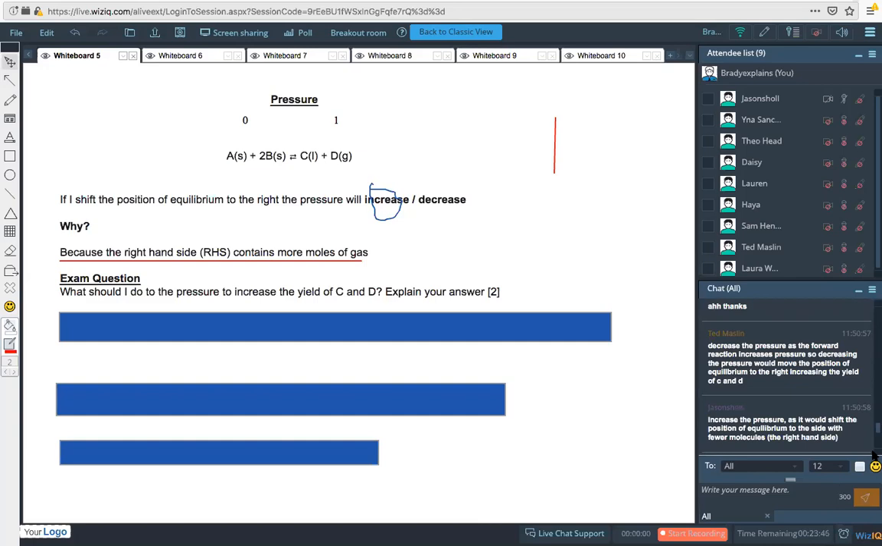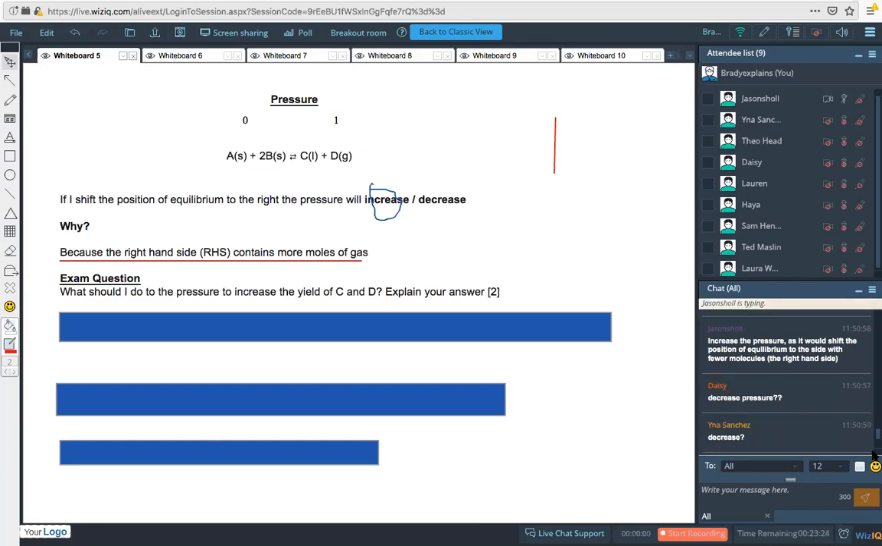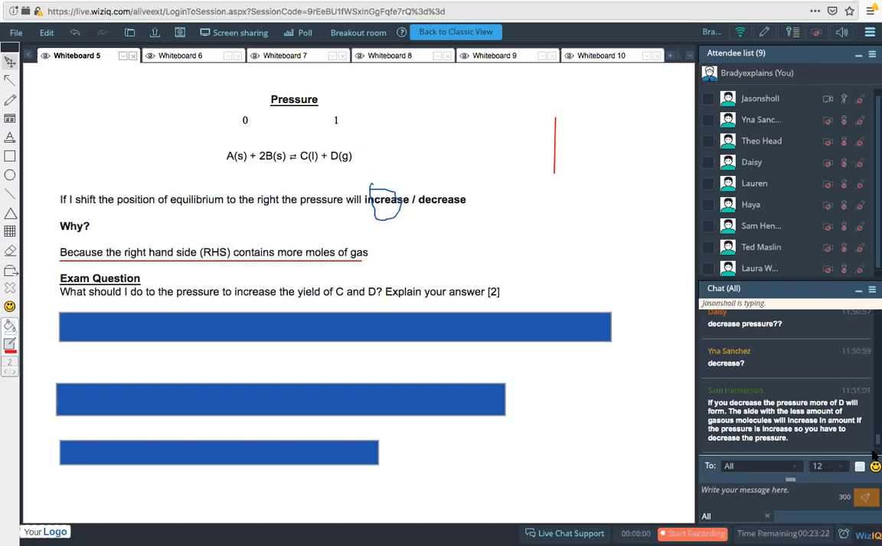Jason, you're really close. You've talked about fewer molecules. Remember, we don't care about molecules. All we care about is moles of gas. So you have to think just about the moles of gas, ignore everything else. Do you want to have another crack at that? Want to change your answer? Same there, Daisy and Ina. Do you want to have another think about that?